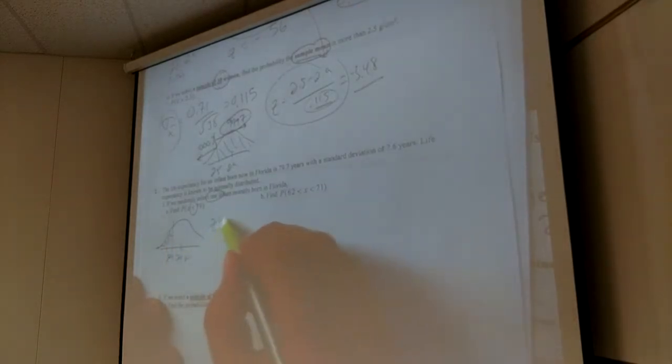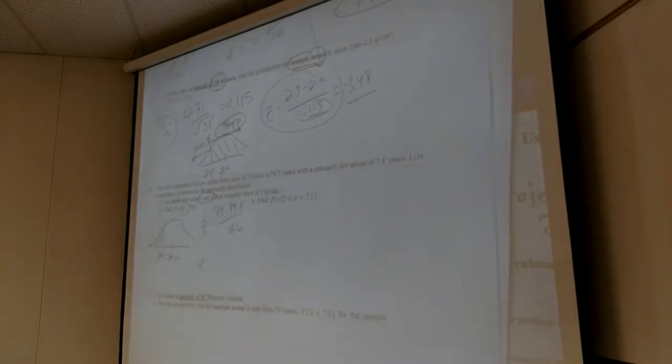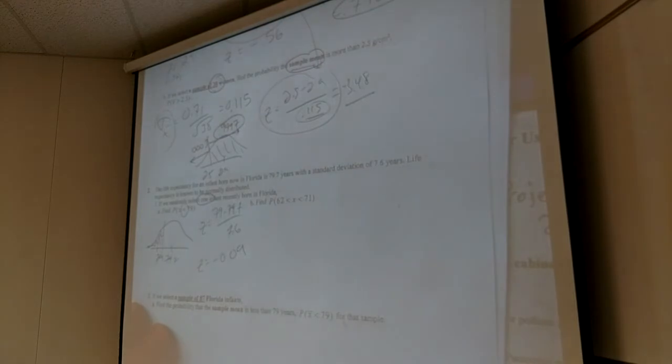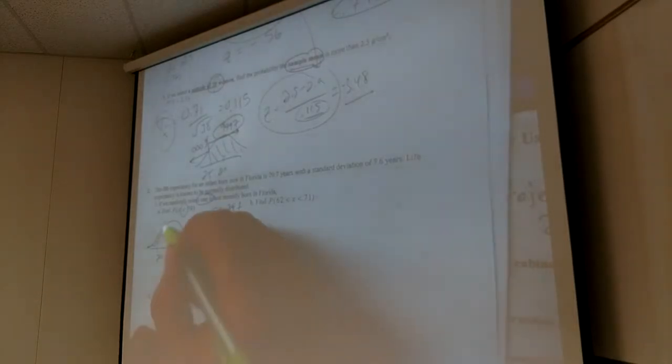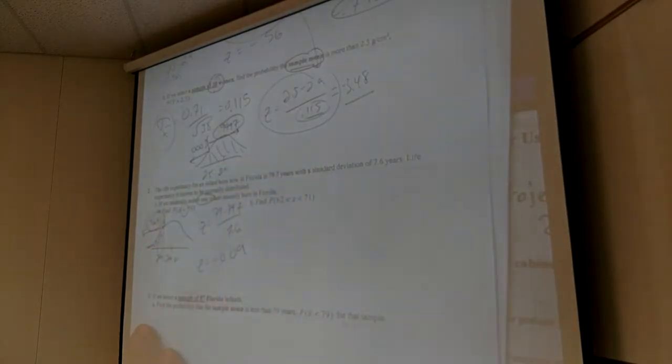So if I make that into a z-score, here's the standard deviation. What did you guys get for that? Minus 0.86. 0.09. Yeah, it sounds right. It should be roughly 1/10 negative. So negative 0.09. And then when you look that up, what area do you get? Okay. So a 46% chance that an infant born down in Florida will live to be less than 79 years old. You guys with me?